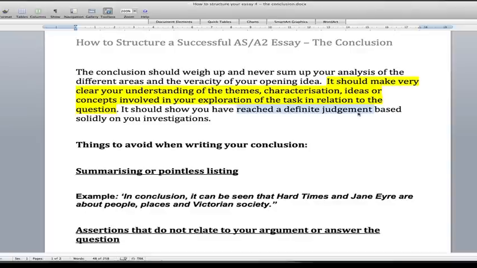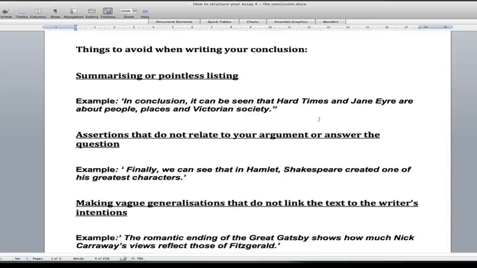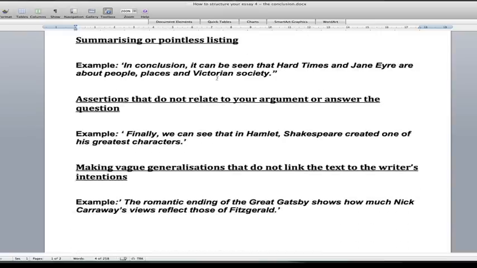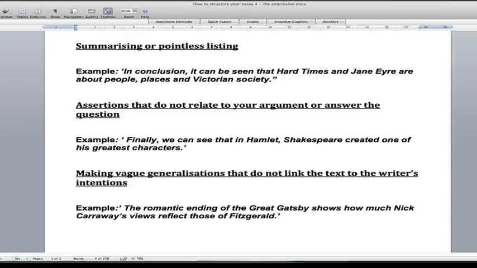Okay, things to avoid when writing your conclusion. These are pretty clear, you can see them on the screen. Just summarising, like I said, it's weighing up, it's not summing up. Or just pointless listing. You can see here this example where the candidate is just making a vague point and a vague summary, which is very narrative. This is down in the E to U grade.